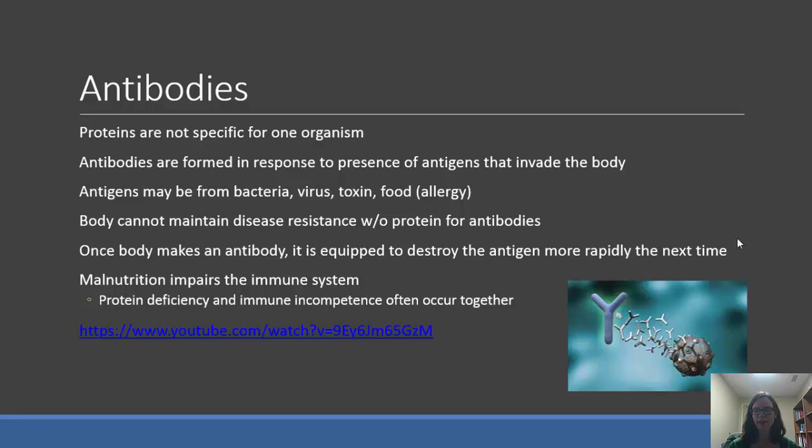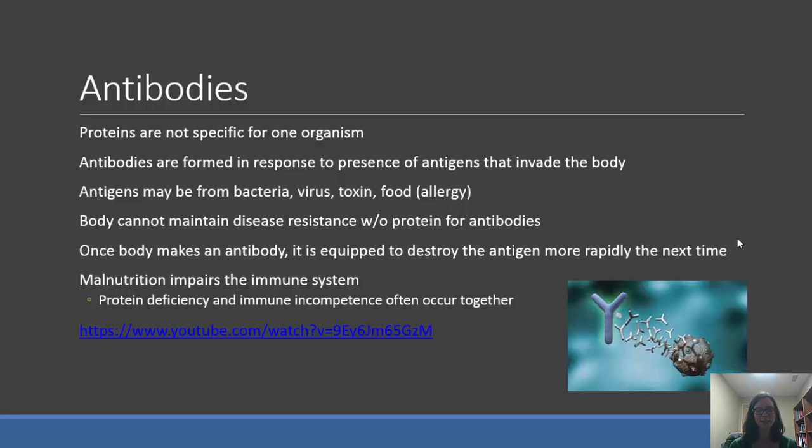And antigens are either foreign proteins or other large molecules. So they can be a bacteria, a virus, or a toxin, or they could be a specific protein in a food that may not be an antigen for all people, but could be an antigen for a specific person in the form of an allergy.